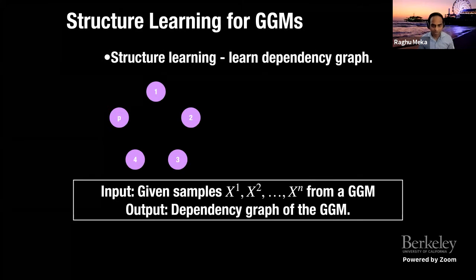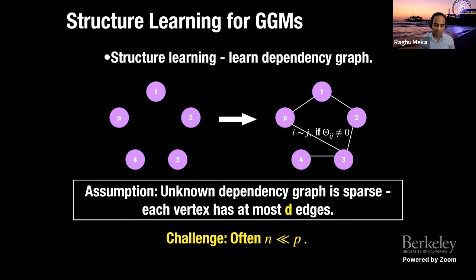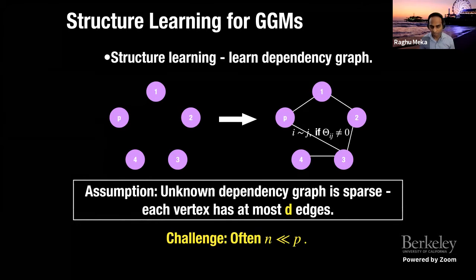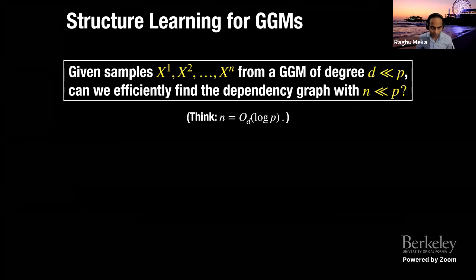Meaning you're given samples x1 through xn. So n for us will denote the number of samples, and our goal is to learn the dependency graph of the Gaussian graphical model. The challenge is that the number of samples that we'll see will be much less than the underlying dimension p. And we think it will be possible because we are making the assumption that the dependency graph is sparse. Each vertex has at most a few edges, d.